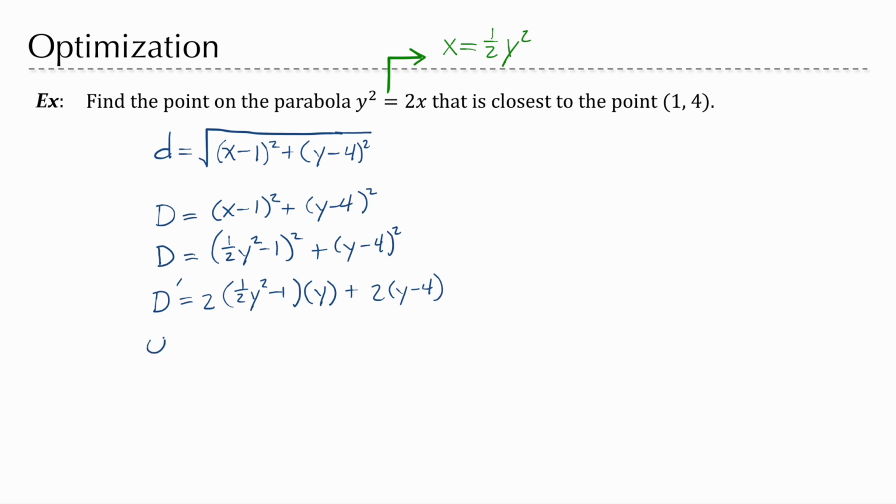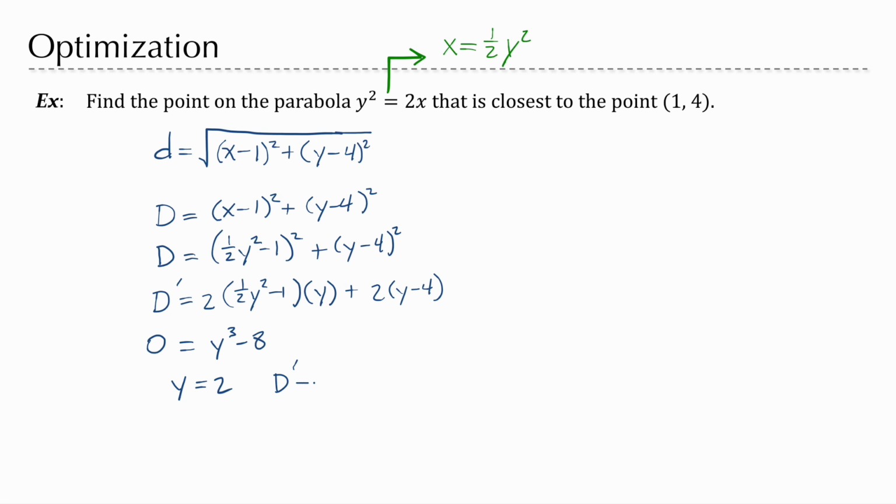So now when I solve this for 0, I'm just going to distribute, combine like terms, and things like that. If I distribute and combine like terms and put it all together, this entire expression simplifies to y cubed minus 8. So when I solve for 0, clearly the answer is going to be y equals 2. So let's verify that is in fact our minimum value, or I should say the y value that gives us our minimum.